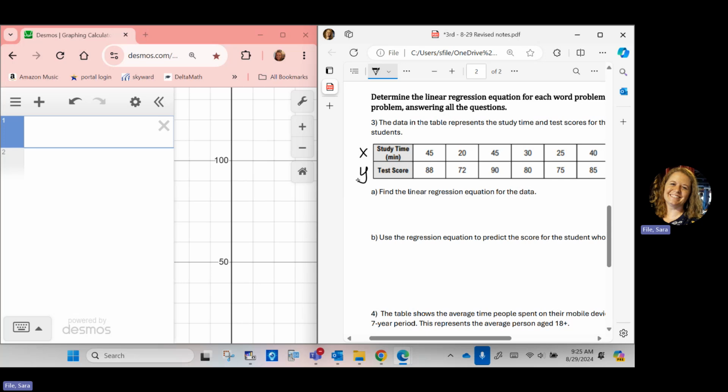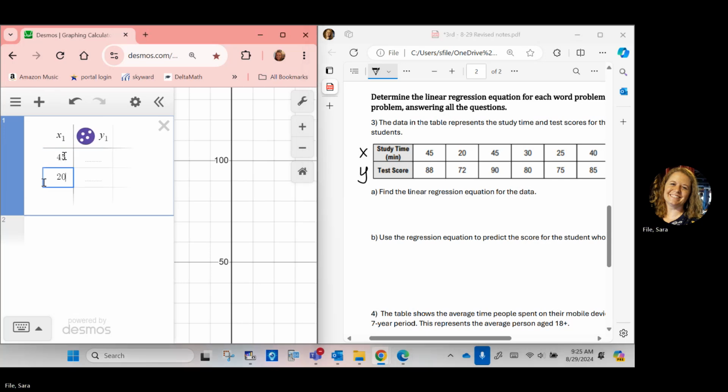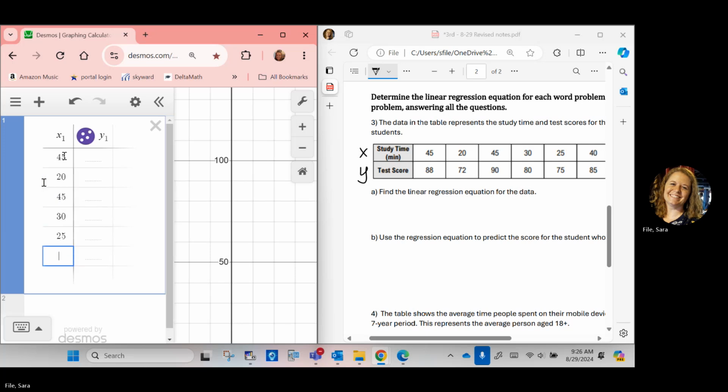The study time happens first. You can study for as long as you want and then you go take the test and we'll see how prepared you are. Okay, so I'm going to input this data. The study times go in my X column, and the test scores go in my Y column. Double check that your values are correct. You don't have any typos or anything.